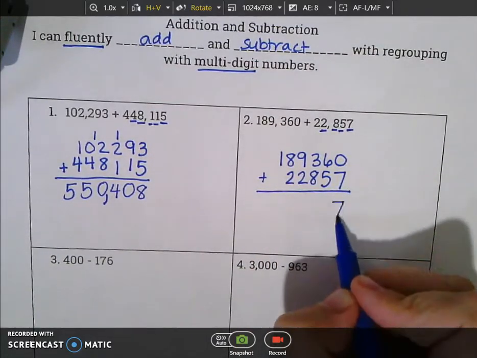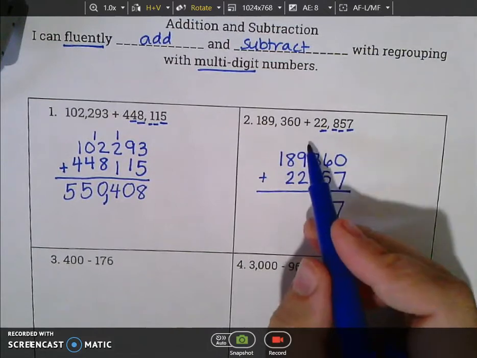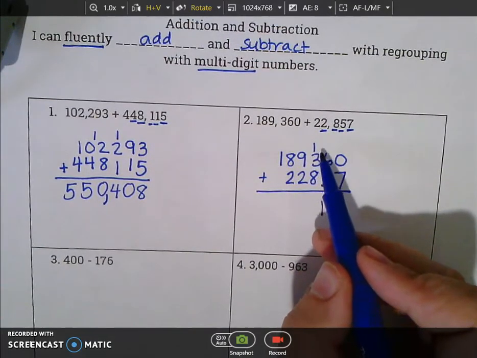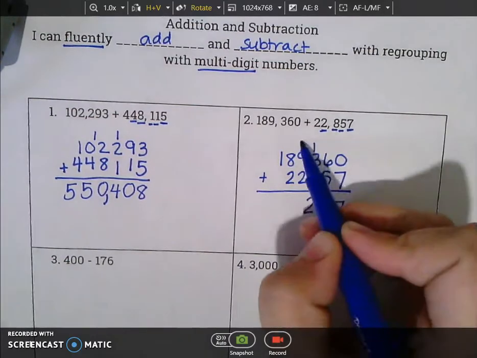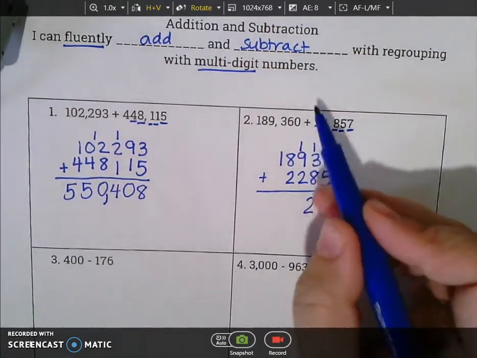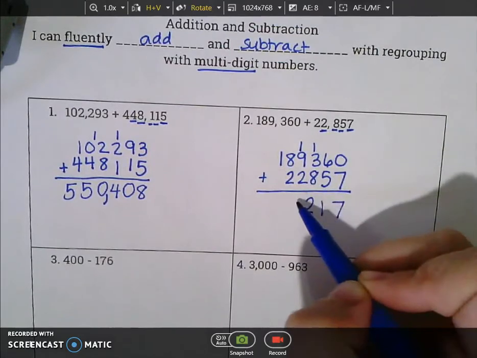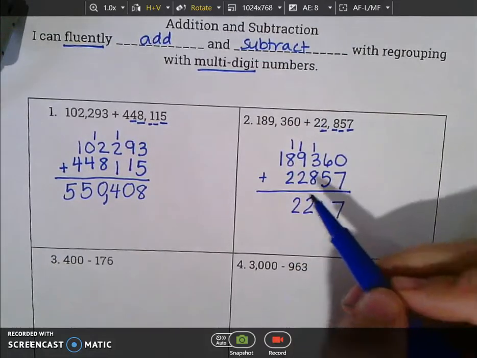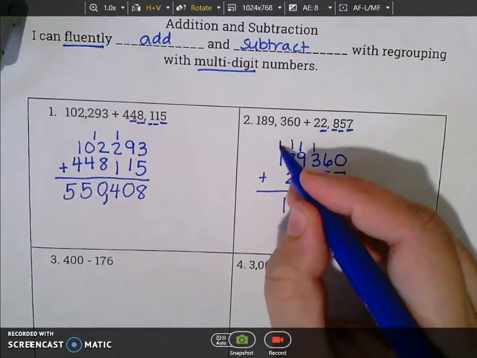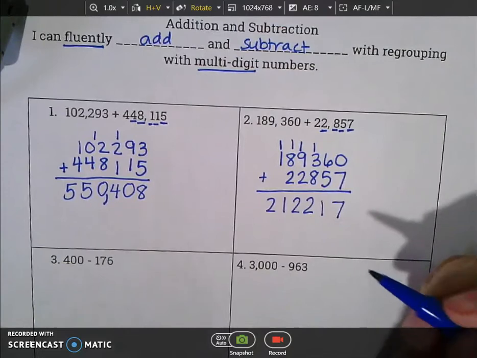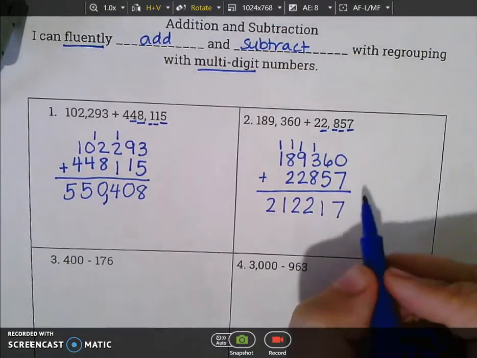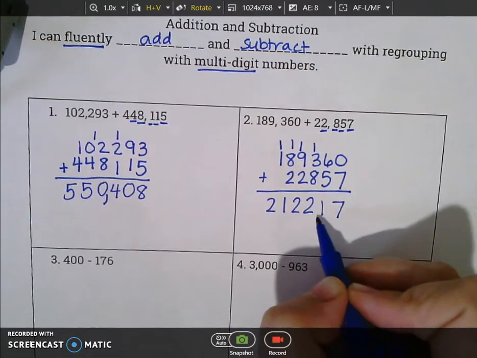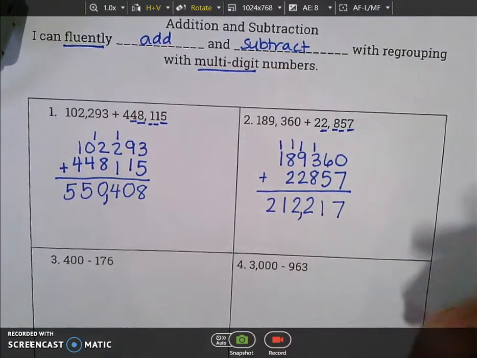0 plus 7 is 7. 6 plus 5 is 11. 8 plus 3 plus 1 is 12. Carry that 1. 9 plus 1 is 10. Plus 2 is 12. Carry that 1. 8 plus 1 is 9. Plus 2 is 11. And then 1 plus 1 is 2. So I'm going to go ahead and put that comma now that I've got my final answer, starting at the ones place, counting over 1, 2, 3, comma.